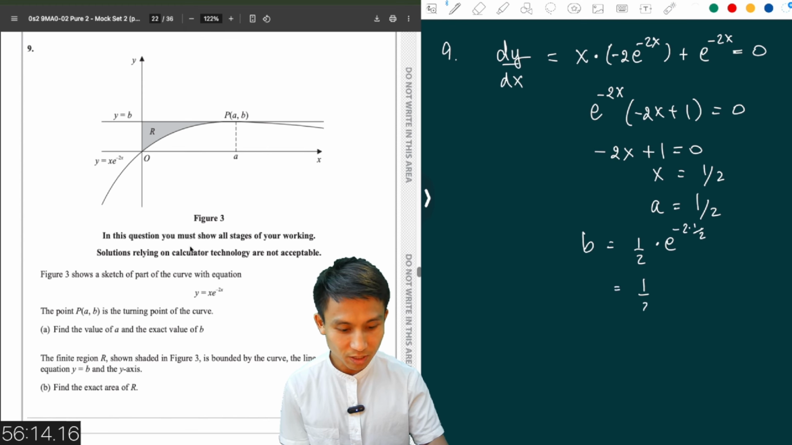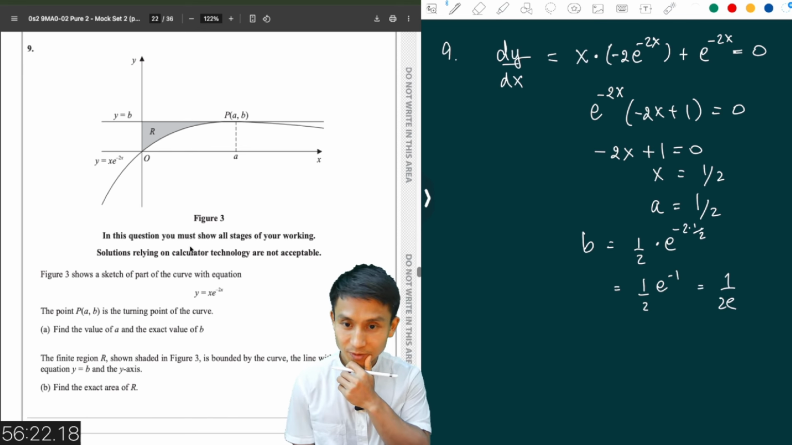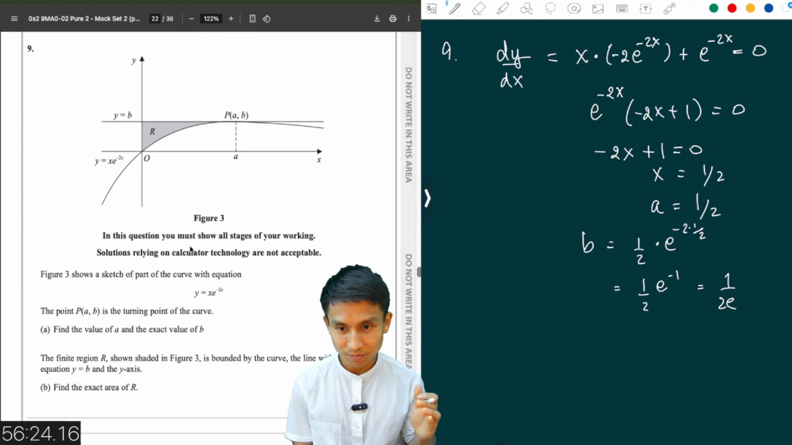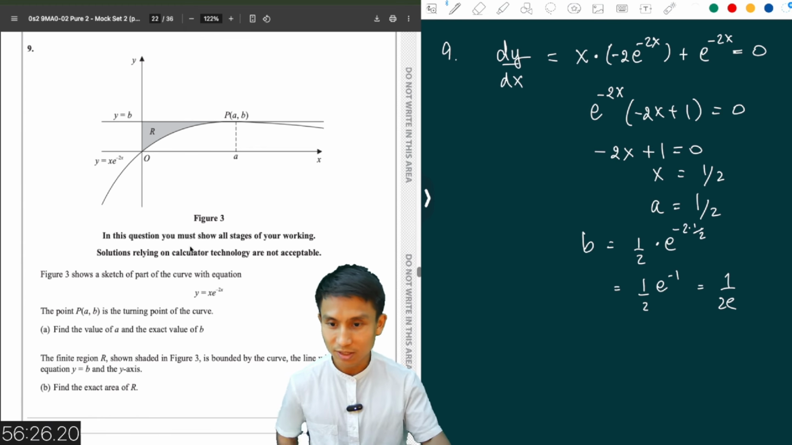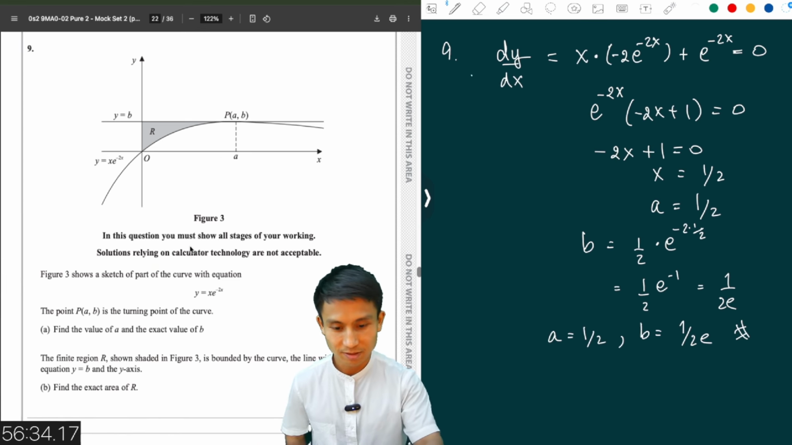So that is just 1/2 times e to the minus 1, which is 1 over 2e, right? Just simplify that. Let me just double check here if I'm happy with everything. Yeah, I think I should be. So a equals 1/2 and b equals 1 over 2e. That's the answer there for A.